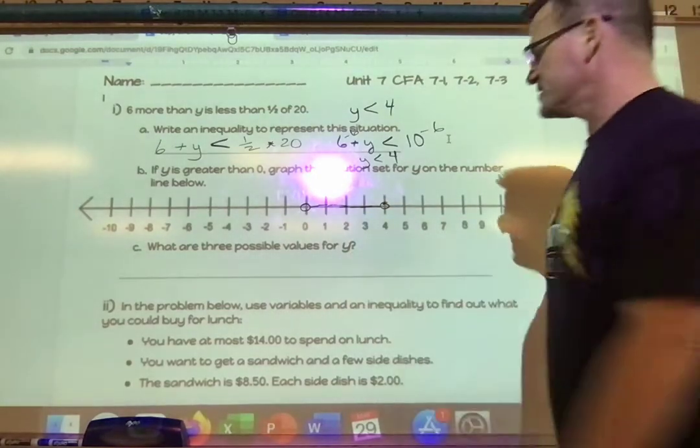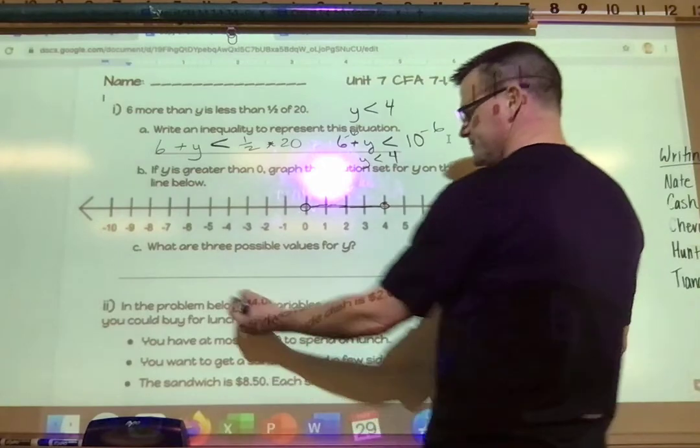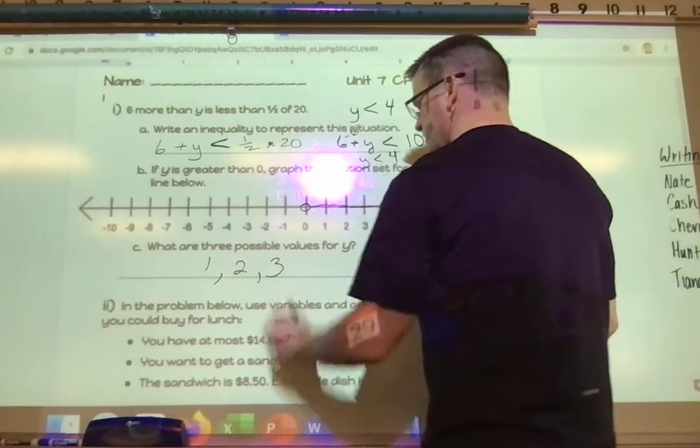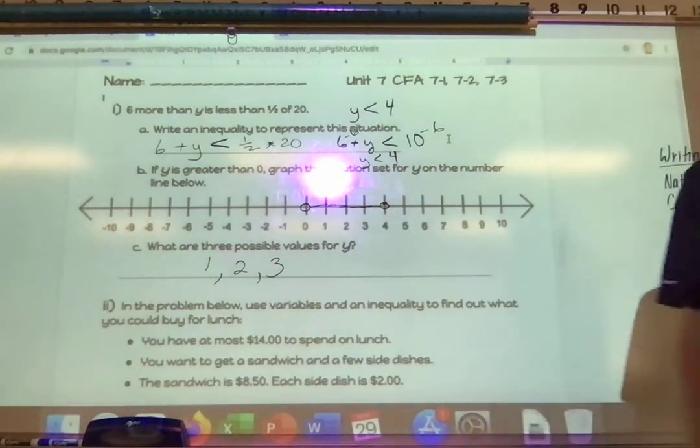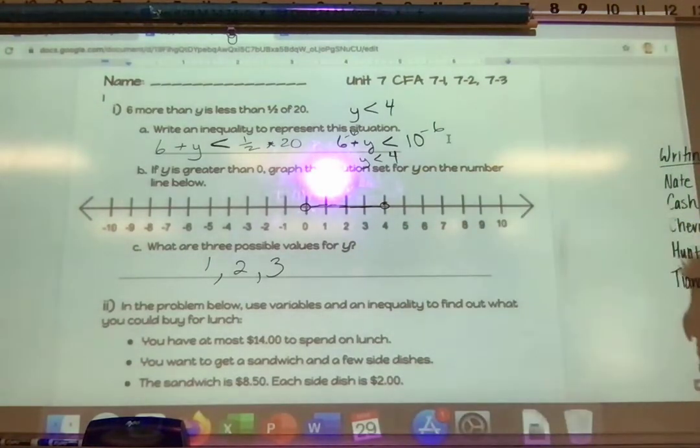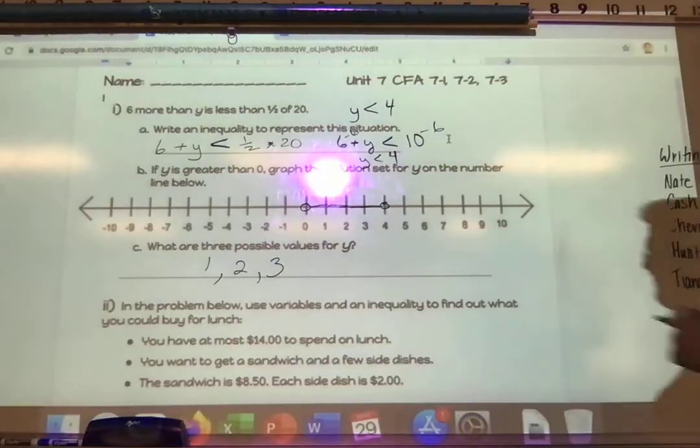So what are 3 possible values? I could choose whole numbers, 1, 2, and 3 would work, but I could have used 1.5, 2.5, 3.8, anything between there, the answers are infinite, okay?